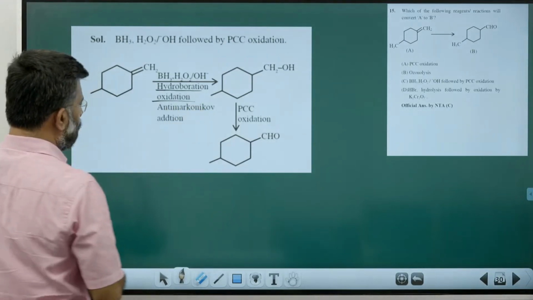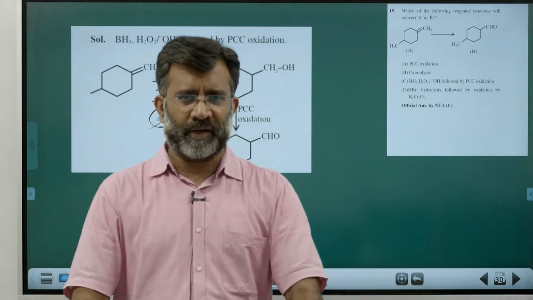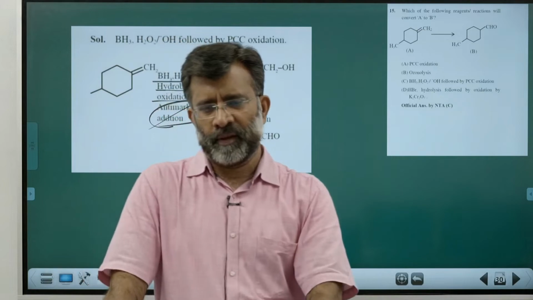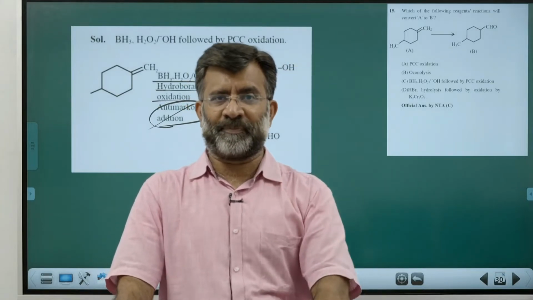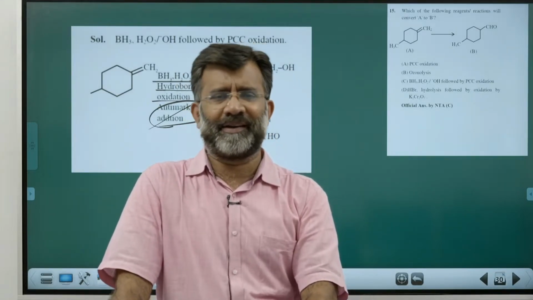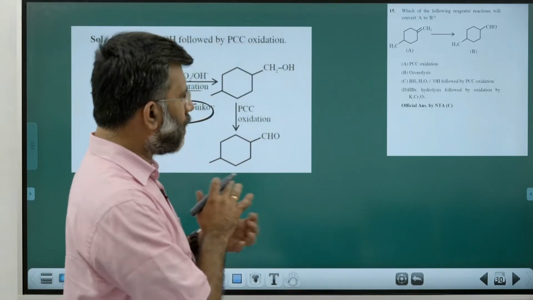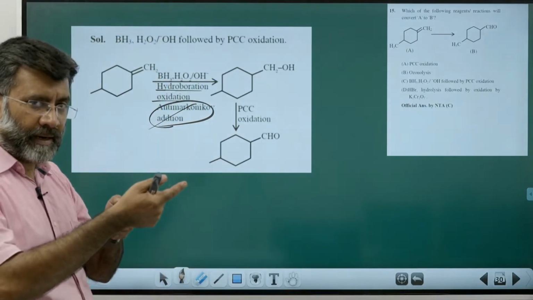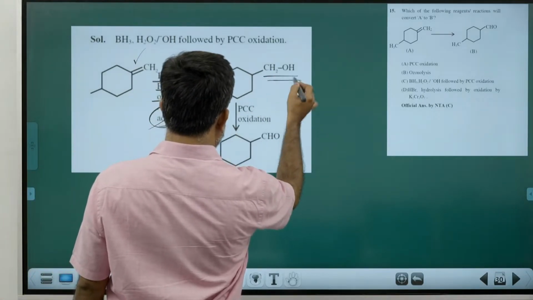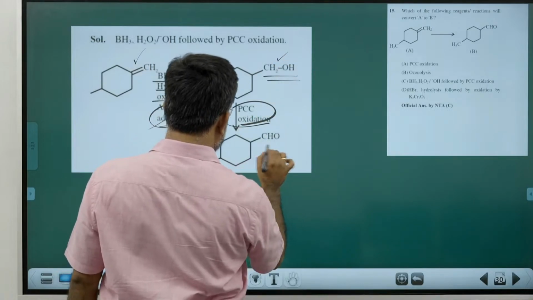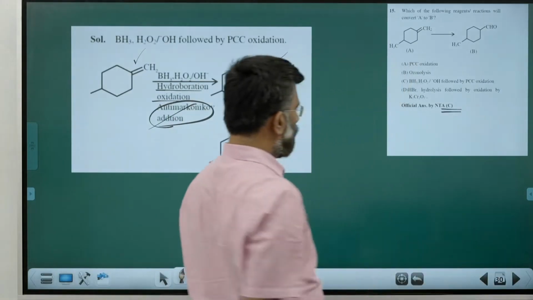Hydroboration oxidation. It is written here, but this is a wrong comment. It is not so-called anti-Markovnikov addition. We can say that the product obtained is similar to the anti-Markovnikov product. It is a concerted mechanism. It is a covalent reaction where boron is added to the terminal carbon and hydrogen is added to the interior carbon, so that finally such a group will give you CH2OH, and with PCC this will be converted to CHO. And the answer is option C. Next.